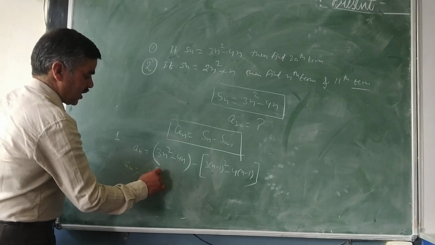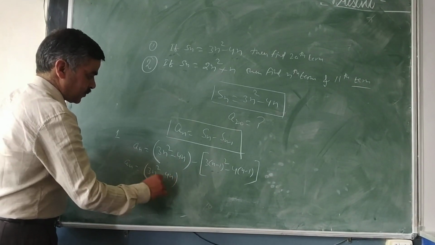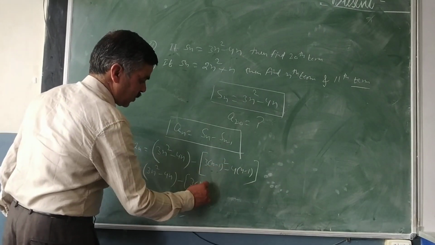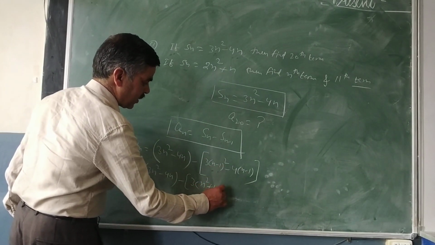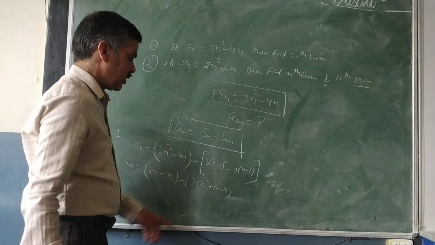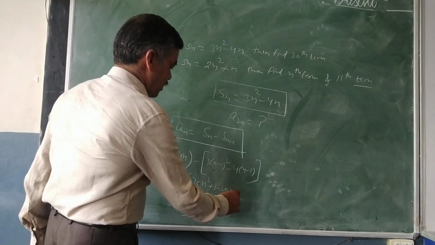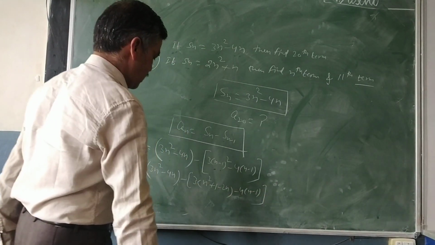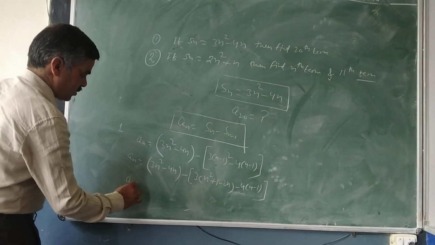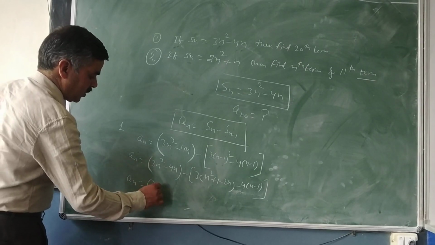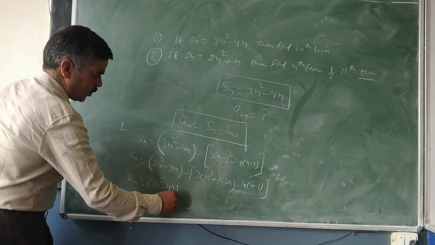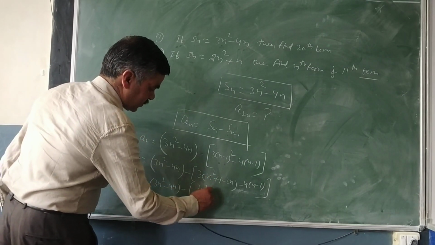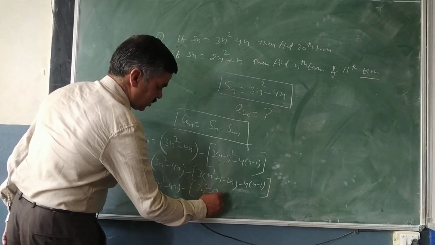Here it is 3n square minus 4n. Minus, here it is 3, you know, a minus b whole square is a square plus b square minus 2ab. So that is a minus b whole square. Minus, here it is 4 into n minus 1 and close the bracket. In the next step, you can again simplify wherever it is possible. 3n square minus 4n minus, here it is 3 into n square. 3n square, 3 into 1, 3.